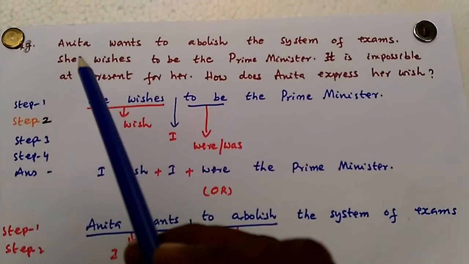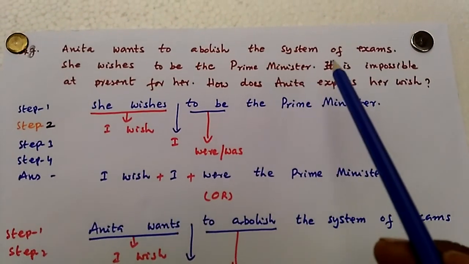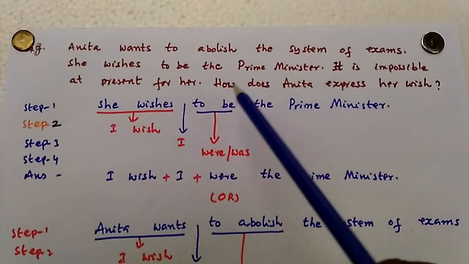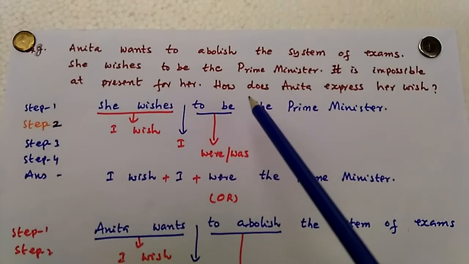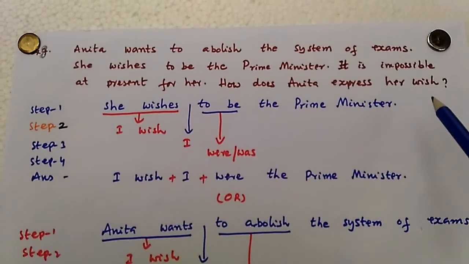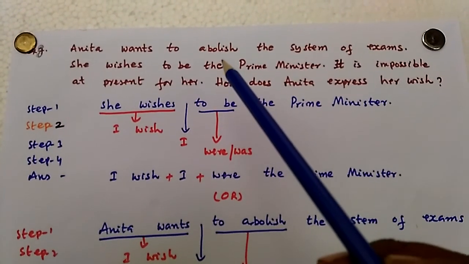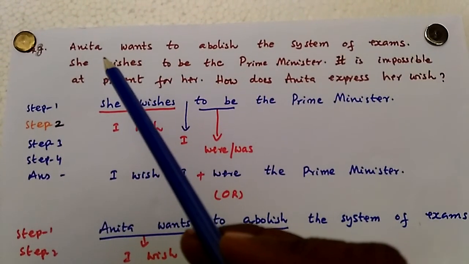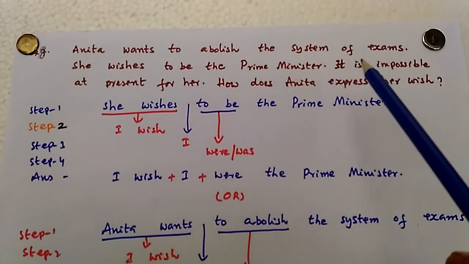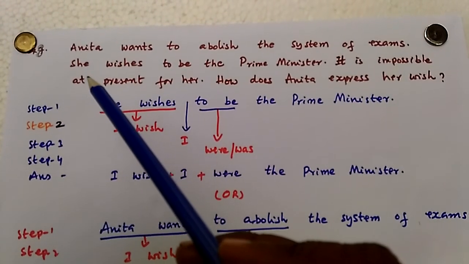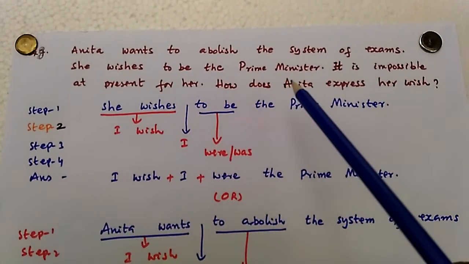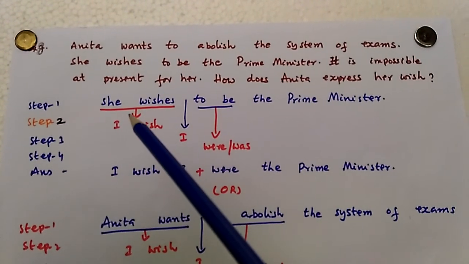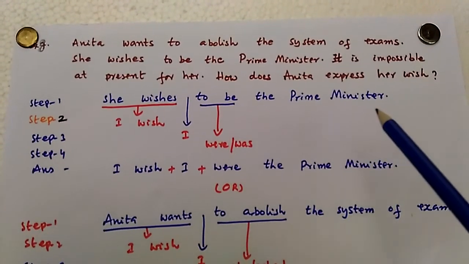Another example, Anita wants to abolish the system of exams. She wishes to be the Prime Minister. It is impossible at present for her. How does Anita express her wish? Here in this para, there seems to be two wishes. First wish, Anita wants to abolish the system of exams, and second wish is she wishes to be the prime minister. Let us take one wish carrying sentence, that is, she wishes to be the prime minister.